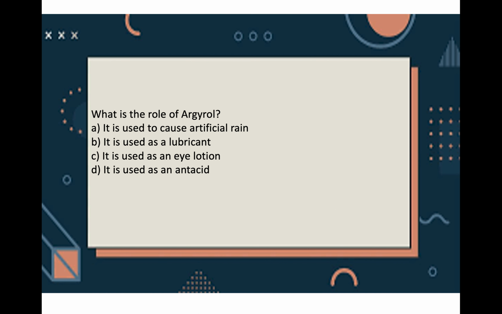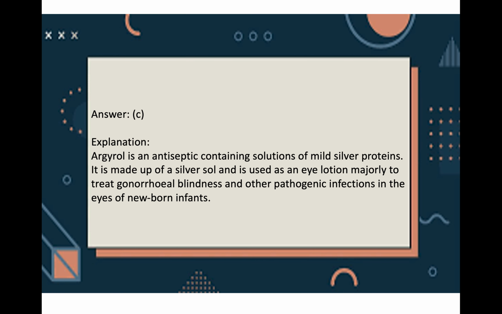Now, what is the role of argyrol? A. It is used to cause artificial rain. B. It is used as a lubricant. C. It is used as an eye lotion. D. It is used as an antacid. C. It is used as an eye lotion, because argyrol is an antiseptic containing solutions of mild silver proteins, made up of silver sol and used in eye lotion. Majorly it is used to treat venereal blindness and other pathogenic infections in the eyes of newborn infants.